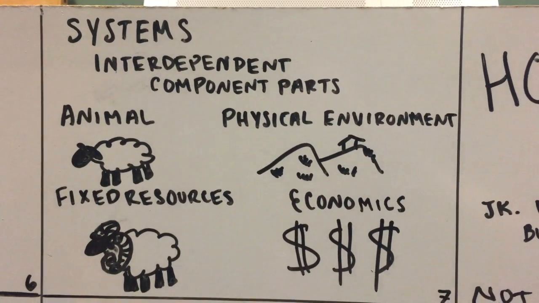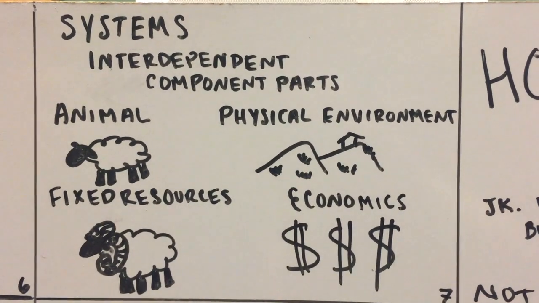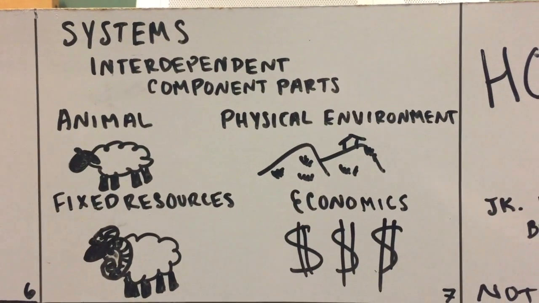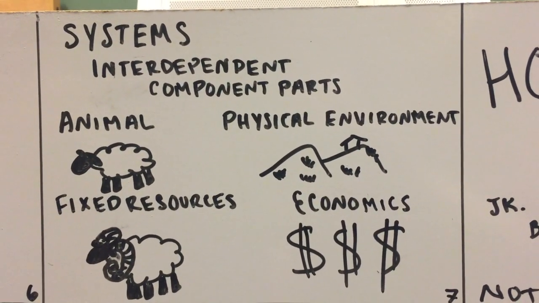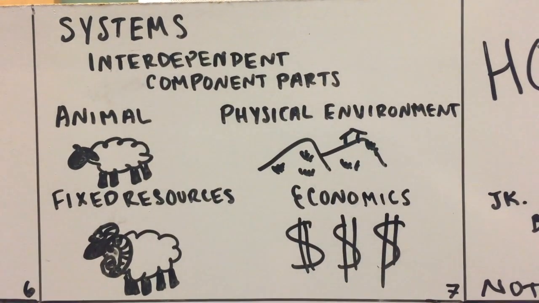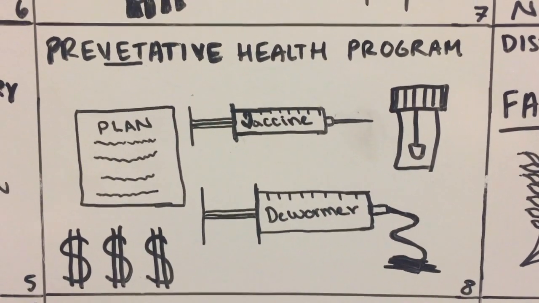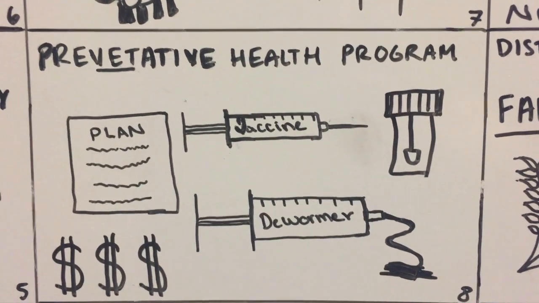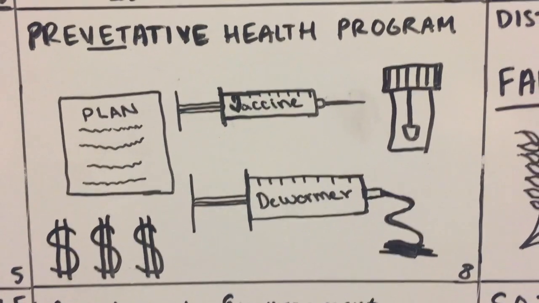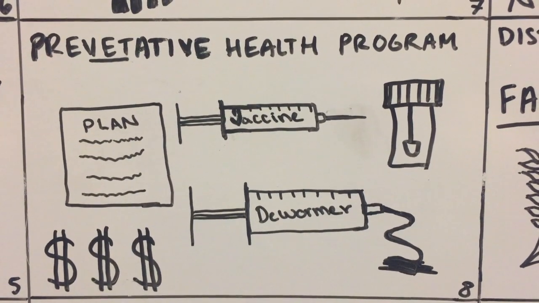Systems have interdependent component parts. The component parts include the animal, like this sheep, the physical environment, like these grass hills, the fixed resources, like the access to a ram for breeding, and economics, which include all factors that you must consider for paying for within this entire system. One of the economic factors will be the preventative health program that you need, which is a plan that you need to keep your flock or group of animals healthy before they get sick, which will be much more expensive for you to treat.